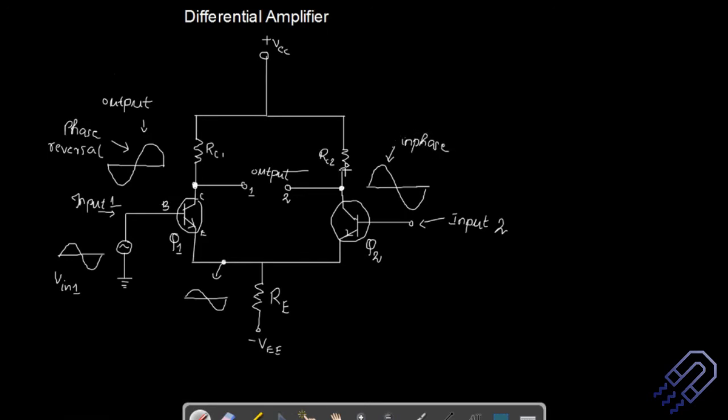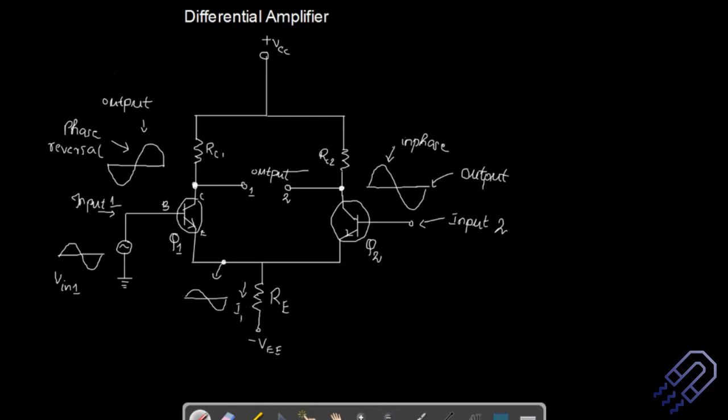Please understand that this is in phase, this is out of phase, phase reversal. This is also an output, this is also an output. So it depends on where you are actually measuring, and based on that you can get an inverting terminal or a non-inverting terminal. This diagram looks very complicated, a lot of things are there, so you have to just understand this.